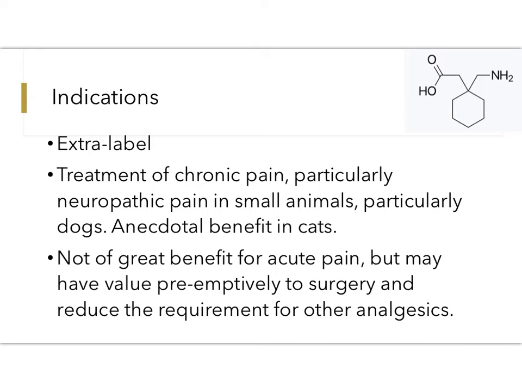That's a type of pain, also chronic pain, that is associated with damage in and around nerves. It's particularly been used in dogs, but there's some anecdotal evidence of benefit in cats and even horses. It's not of great benefit for acute pain, but may have value when used preemptively to a surgical procedure, and has been shown to reduce the requirement for other analgesics such as the opioids perioperatively.